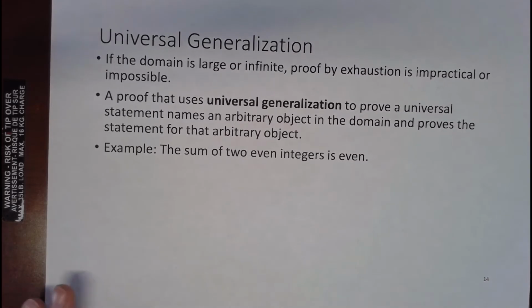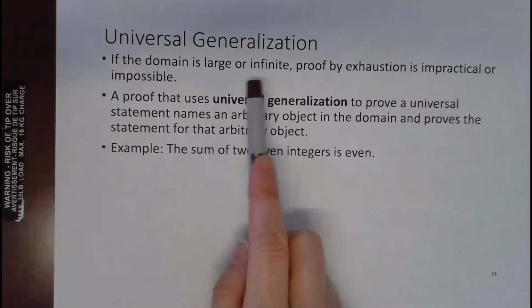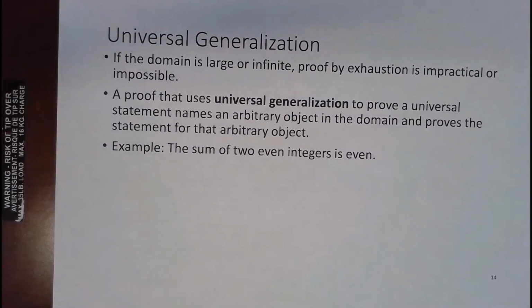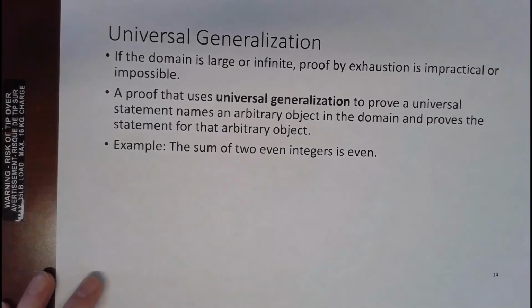Okay, but even if the domain is just really large, and especially if it's infinite, a proof by exhaustion is either impractical or impossible. And so we have to be able to make some kind of a general argument about an infinite number of things, often without actually examining an infinite number of things. And to do that, a proof has to use something called universal generalization to prove a universal statement.